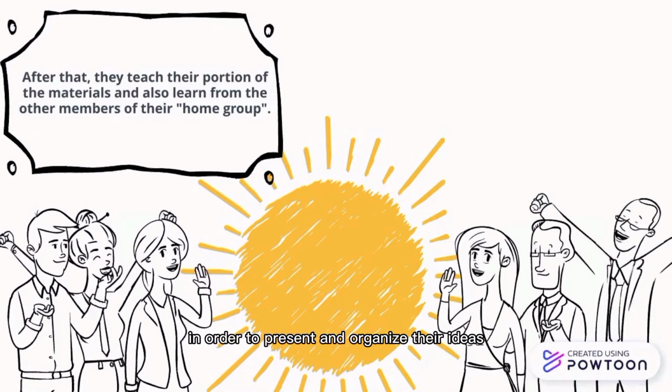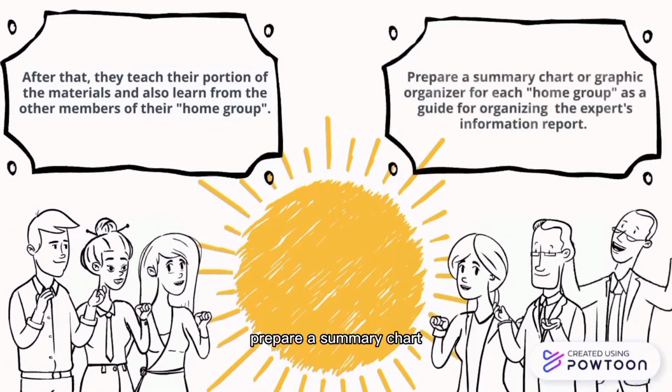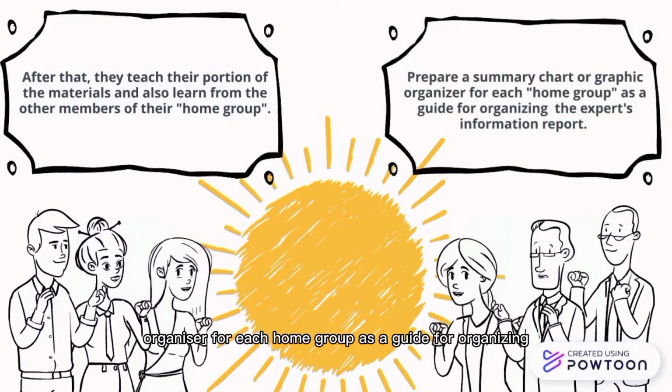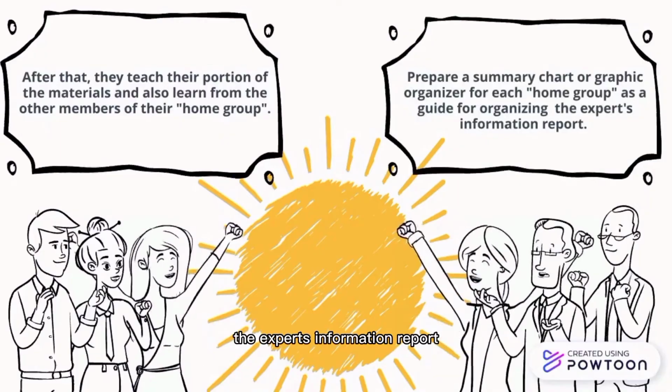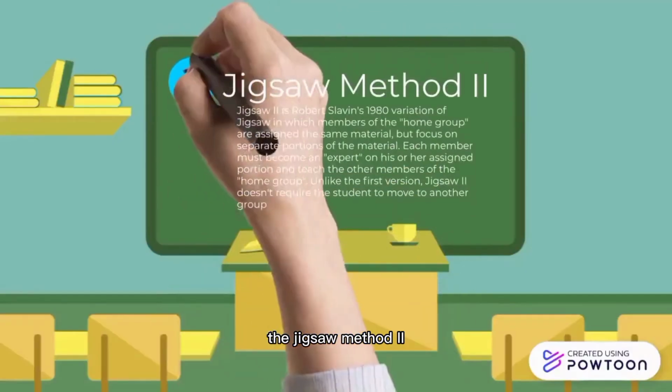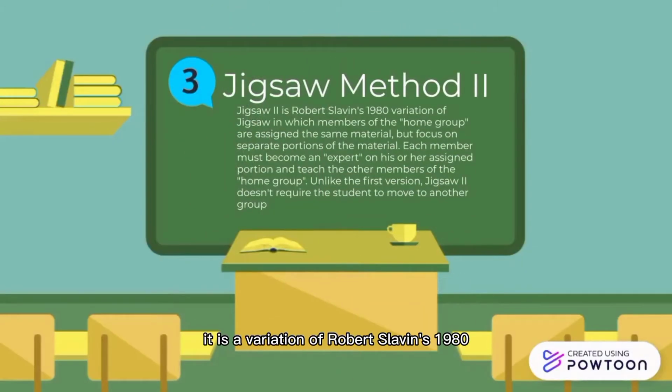In order to present and organize their ideas, prepare a summary chart or graphic organizer for each home group as a guide for organizing the experts' information report. The Jigsaw Method 2. It is a variation of Robert Slavin's 1980 Jigsaw Method. In this method, members of the home group are assigned to the same material but focus on separate portions of the material.